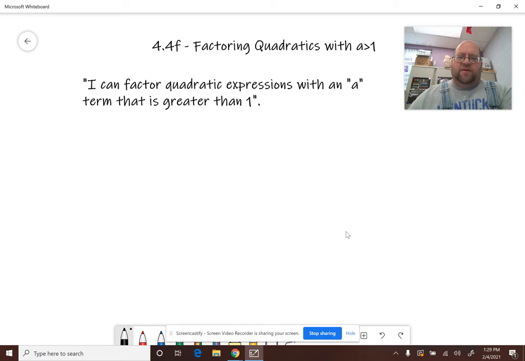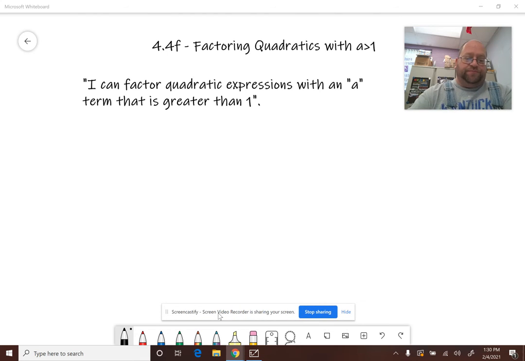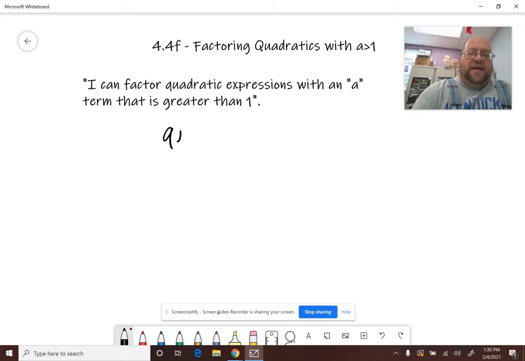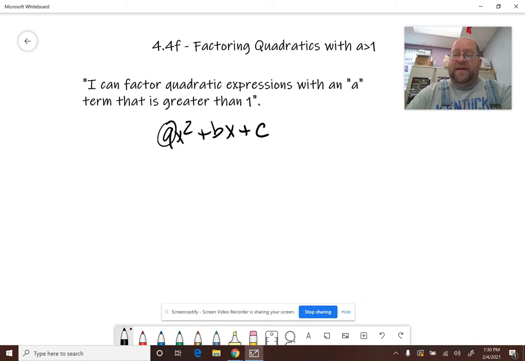All right, guys, so we are moving on to 4.4F, factoring quadratics with an A that is greater than 1. Again, just to look at standard form, we have ax squared plus bx plus c. What we're talking about is an A term right here that would be greater than 1, and it creates a totally different strategy that we have to look at with these particular types of problems.